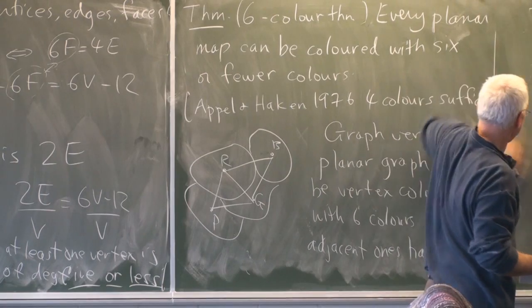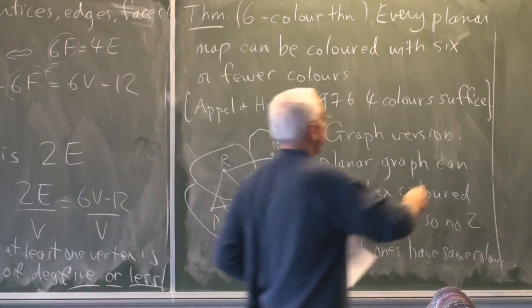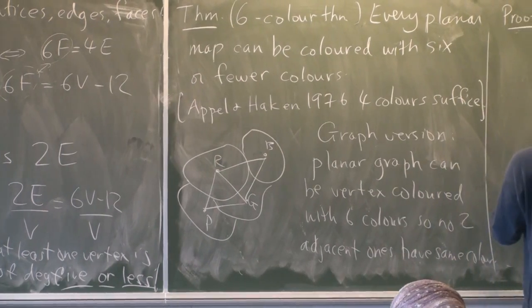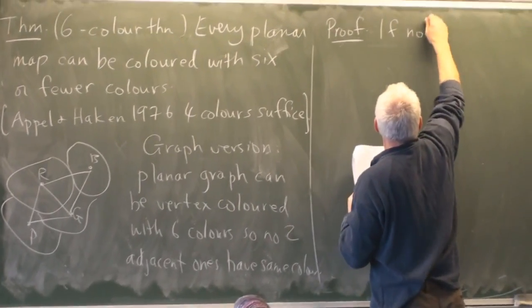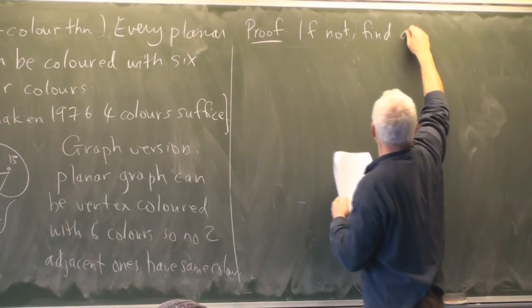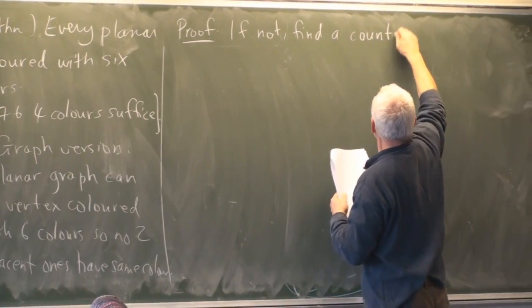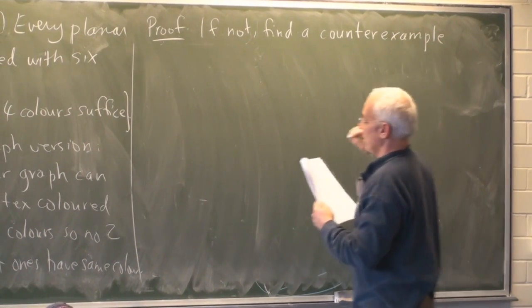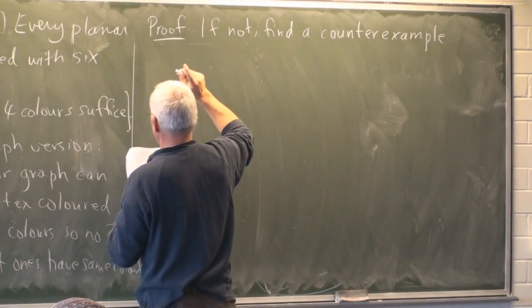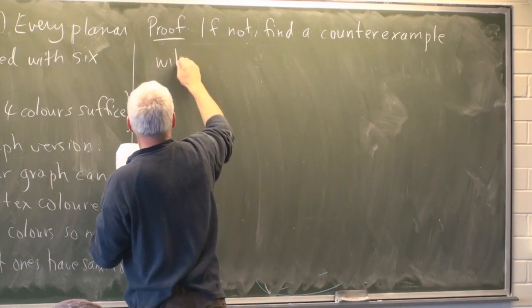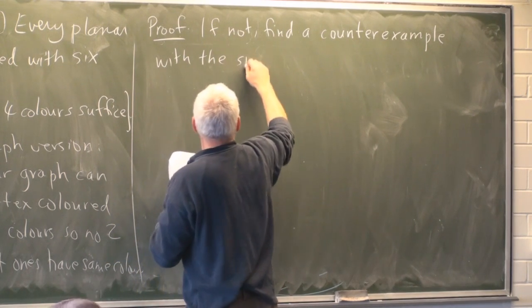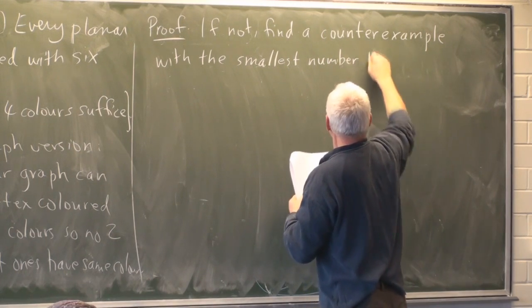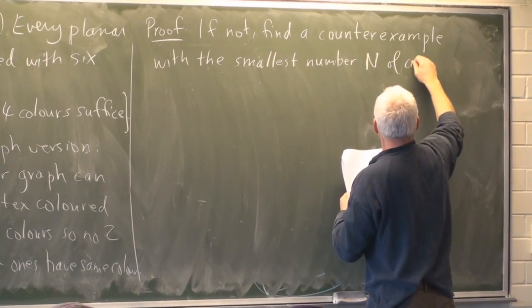And we'll use this 5 neighbours theorem. Proof. If not, find a counterexample with 6 or fewer colors. Well, find a counterexample with the smallest number n of countries.